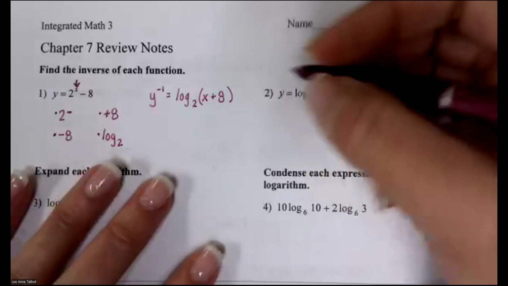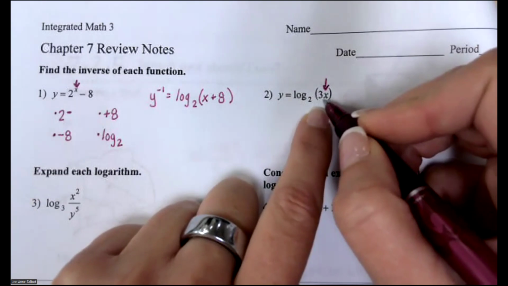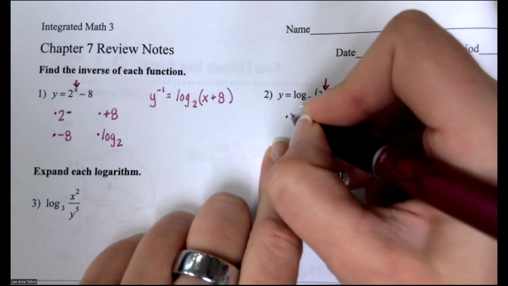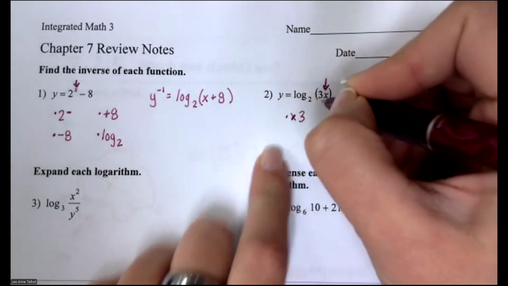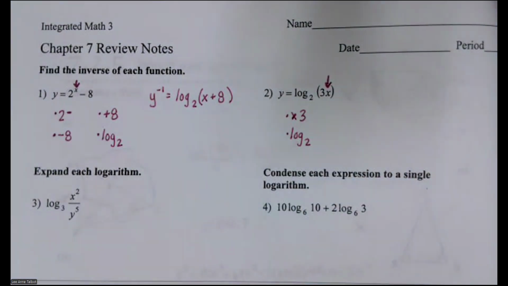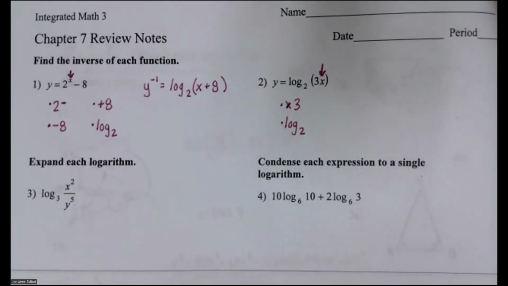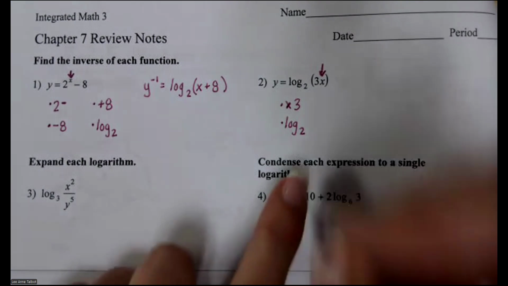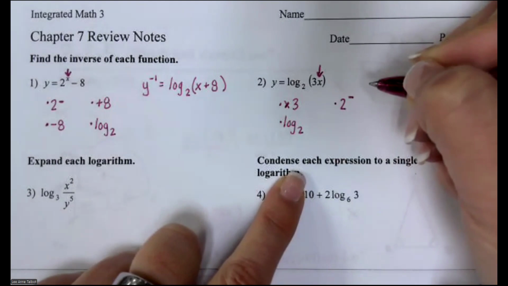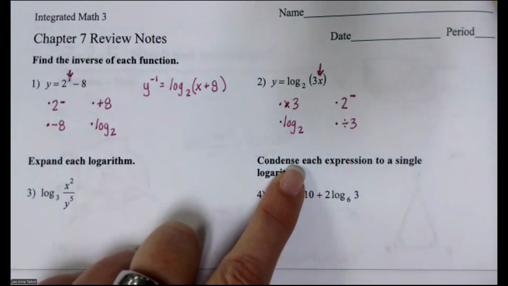Okay, number 2, plugging in for x right here. Parentheses go first, so that would be times 3 first, and then log base 2. So my inverse steps, the first step would be 2 to the power, and then divide by 3.